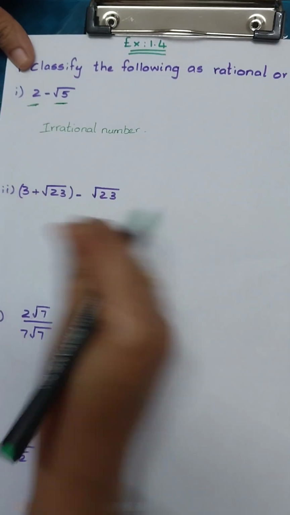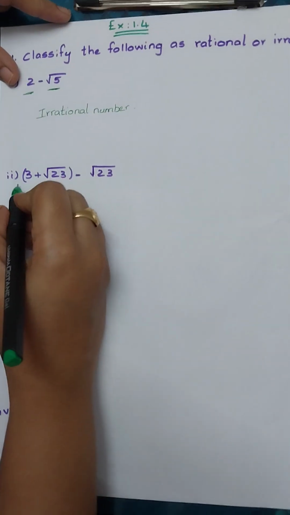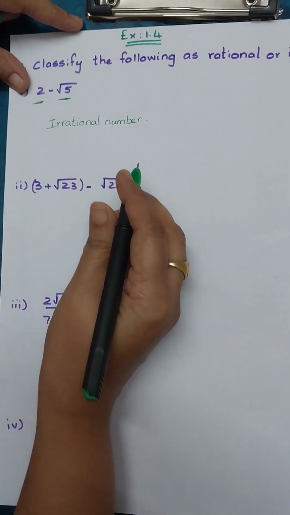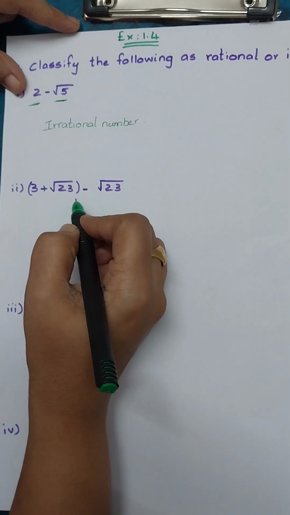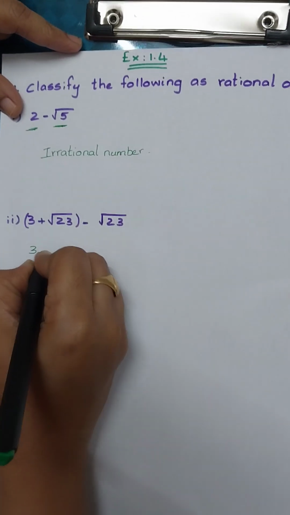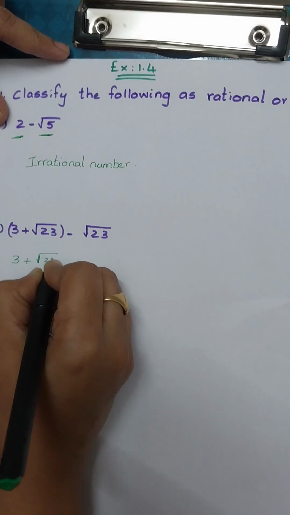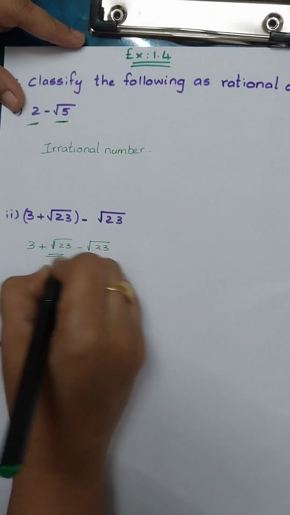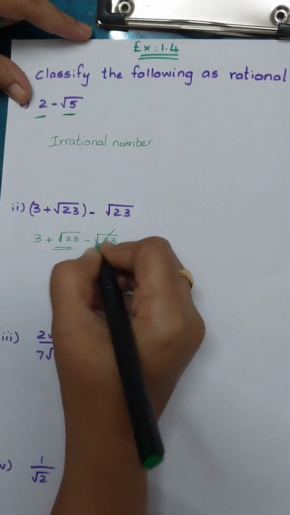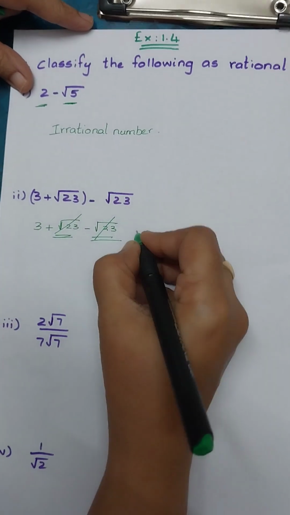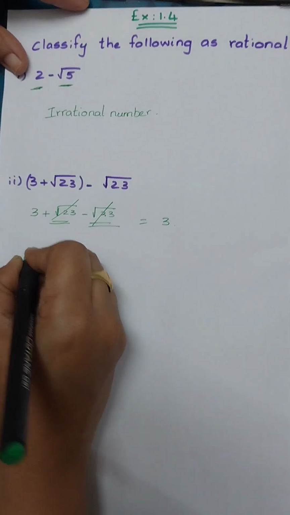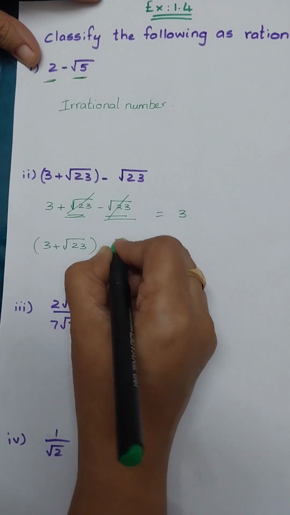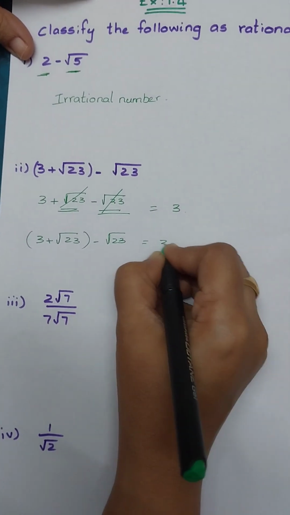Right. Now the second one. How are you going to do this? 3 plus root of 23 minus root of 23. So according to BODMAS, let us first remove the brackets. So 3 plus square root of 23 minus square root of 23. So here plus root 23, here minus root 23. They both get cancelled. So what is the answer now? It will give 3.